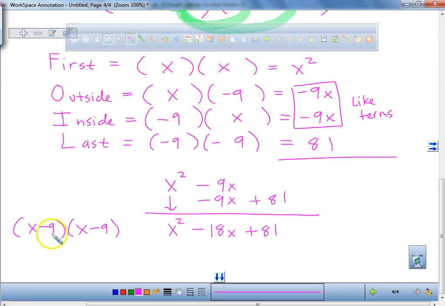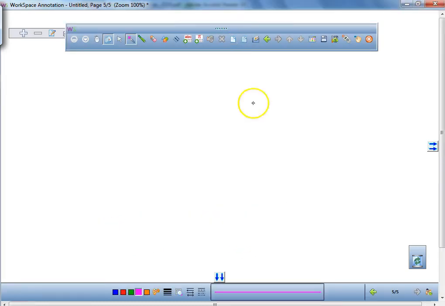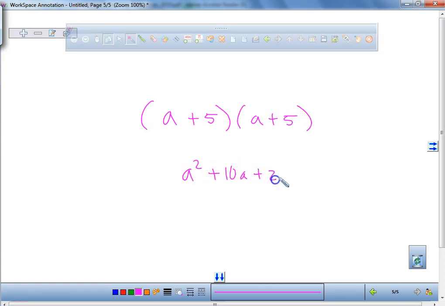Here's the shortcut. What's negative 9 plus negative 9? Negative 18. What's negative 9 times negative 9? 81. You're like, I don't understand what the shortcut is. Let me show you real quick, okay? If I said a plus 5 times a plus 5, I know my answer is going to be a squared plus 10a plus 25. Because 5 plus 5 is 10, and 5 times 5 is 25.